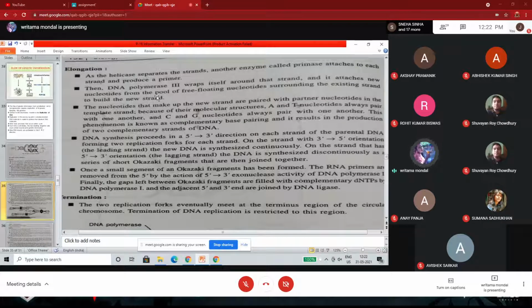Then DNA polymerase 3 and primase help to add nucleotide bases, a small stretch of nucleotide bases, that are the RNA bases, because that is the RNA primer, an RNA kind of enzyme. It attaches a short stretch of RNA bases, a very short stretch. So from that DNA replication occurs. Then DNA polymerase 3 wraps itself around its strand and attaches new nucleotides from the pool of free-floating nucleotides surrounding the existing strand to build the new strand. DNA polymerase can only add DNA bases, but the RNA primase adds only the RNA stretches.